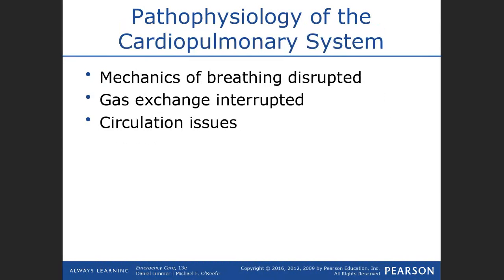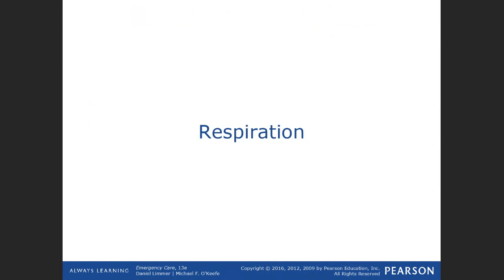All right, now pathophysiology of the cardiopulmonary system. Mechanics of breathing disrupted, gas exchange interrupted, circulation issues will follow. So what this is simply saying is, if there is a problem with ventilation, oxygenation, or respiration, it will lead to circulation problems because both of these systems work very closely together.